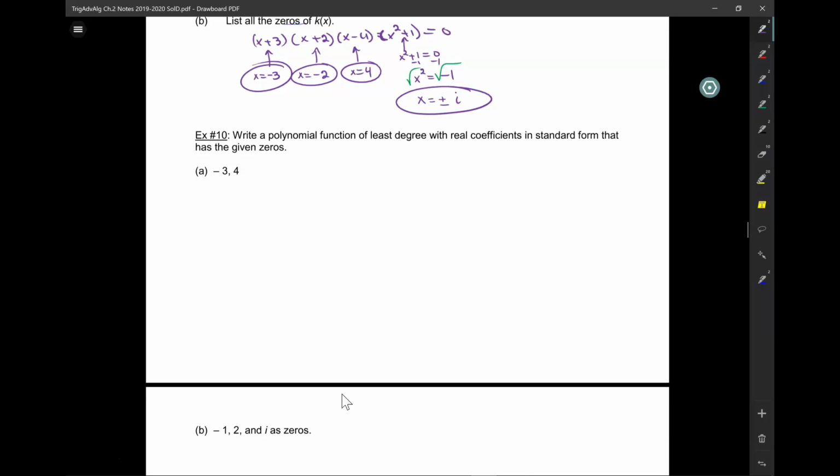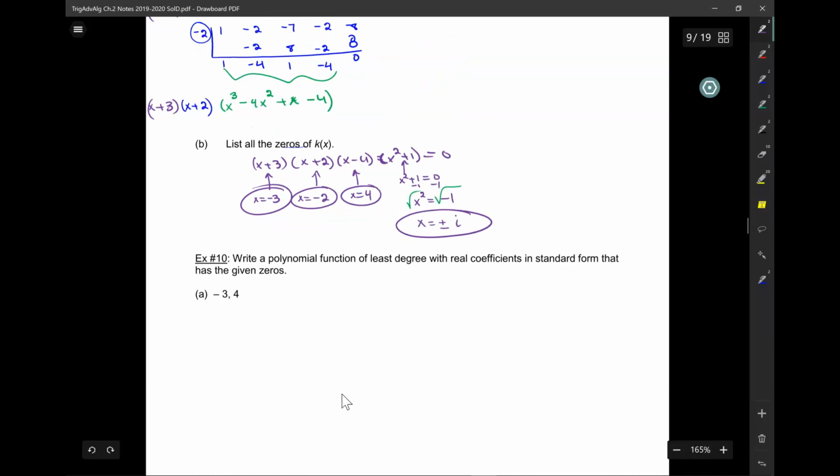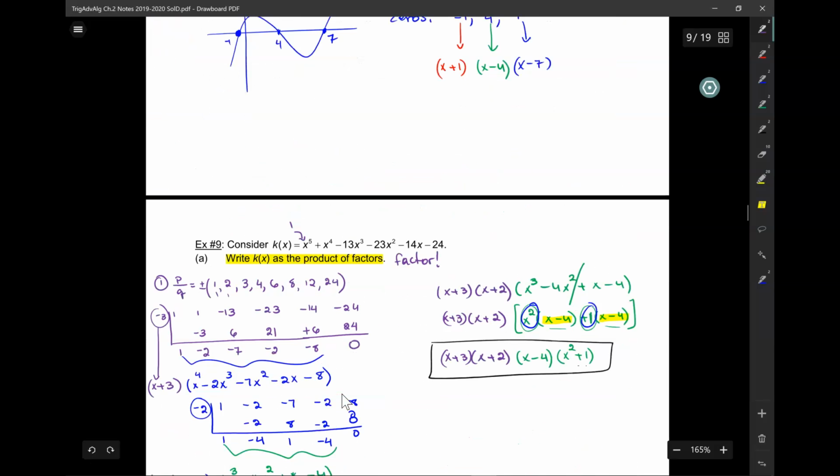Now what we're going to do is go backwards. I'm going to give you the zeros, and I'm going to say, find the function. I know, oh my God. Believe it or not, a lot simpler than this.